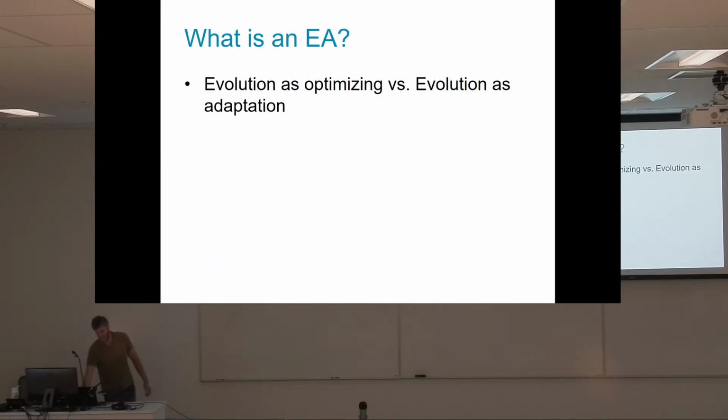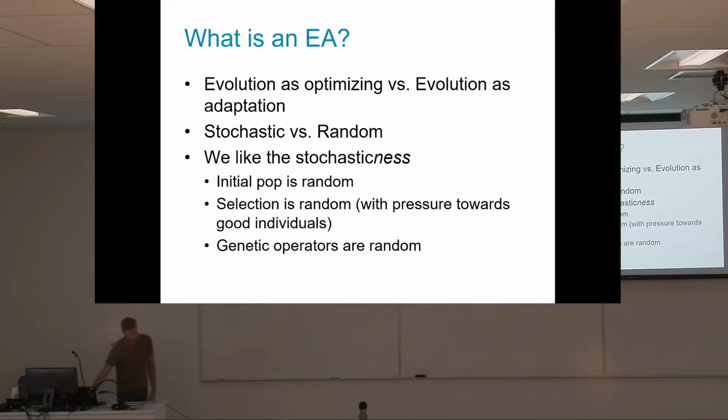So evolution as optimizing versus evolution as adaptation, and static versus random. Okay. What does the word stochastic mean?